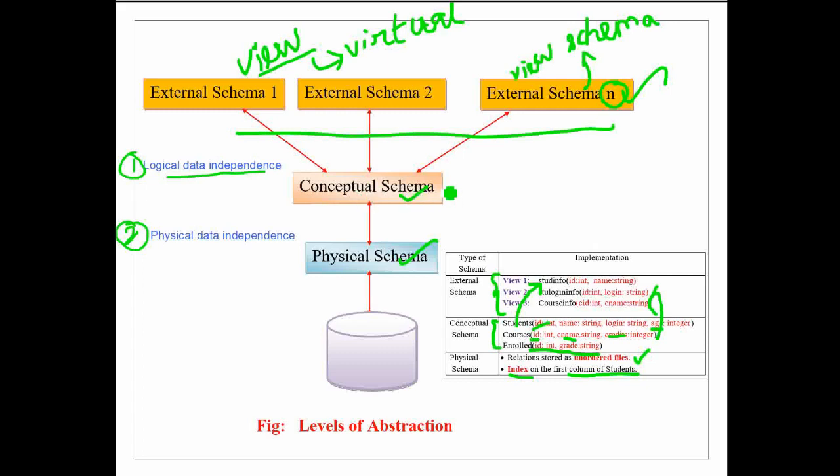Where logical data independence can be defined as the capacity to change the conceptual schema without having to change the external schema. That is, if we do any changes in the conceptual view of the data, then the user's view in the external level would not be affected.